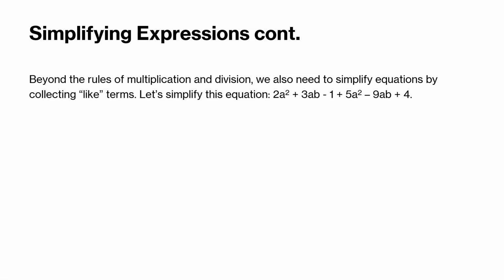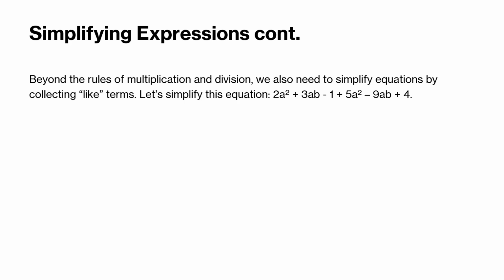Beyond the rules of multiplication and division, we also need to simplify equations by collecting like terms. Like terms would be, if you have an equation, let's take this example, the 2a squared and the 5a squared would be like terms because they both have a squared. 3ab and 9ab would be like terms as well. If you had, for example, 3ab and a term with just a, these are not like terms.